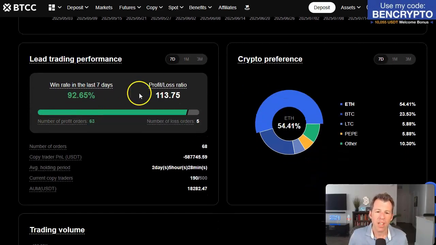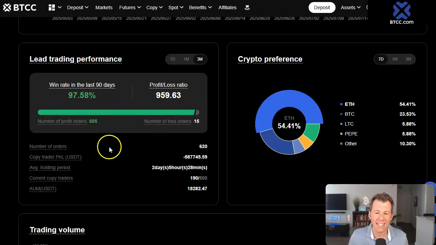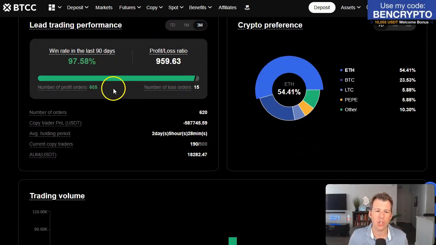But look at this here. So their trades in the last 7 days, 92% of them are winning trades. In the last month, 96%. And then in the last 3 months, overall, 97%. So 620 trades, 97% of them were profitable.